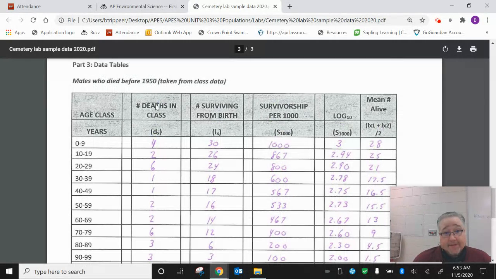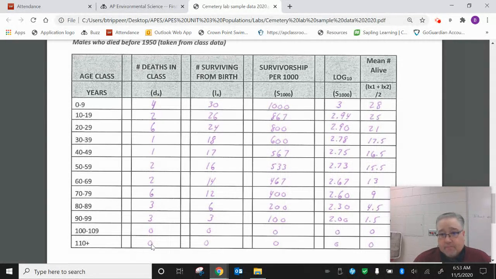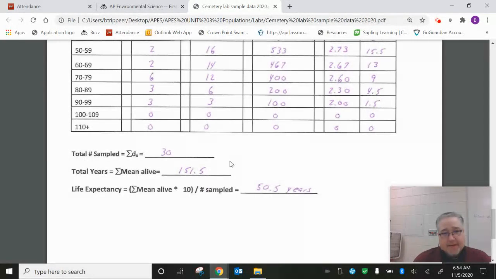In fact, this first column right here, where it says the number of deaths in class, is basically just copied from that previous chart. So we had 4 people who died between the ages of 0 and 9. We had 2 between 10 and 19. We're just copying that column right from our previous data table. Now, you'll notice each one of these columns has a variable, like D sub X, L sub X, etc. That comes in handy for some of the things down here.